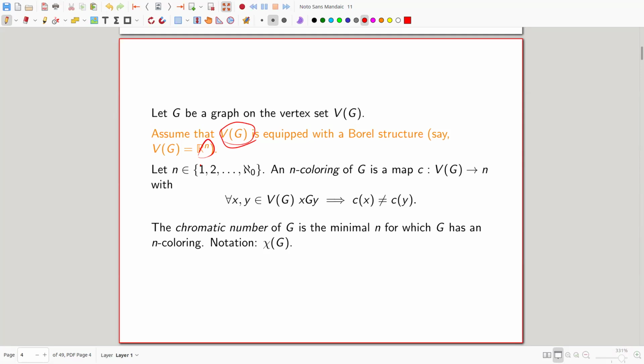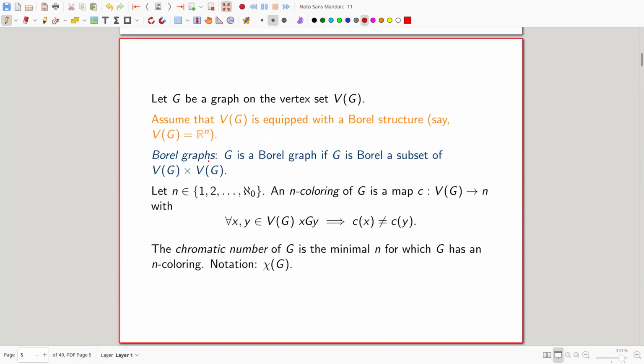So what about the coloring? First of all, we assume that the vertex set of the graph is some nice standard Borel space, or even Euclidean space, and then we require that the colorings are also Borel, and that the graph is also Borel.